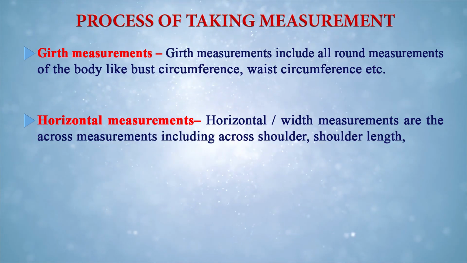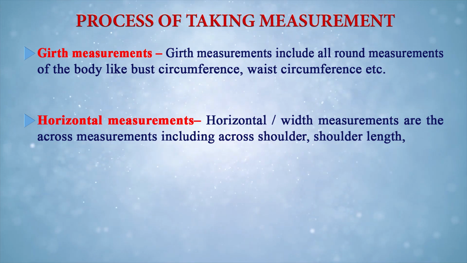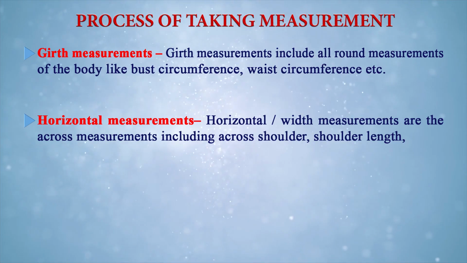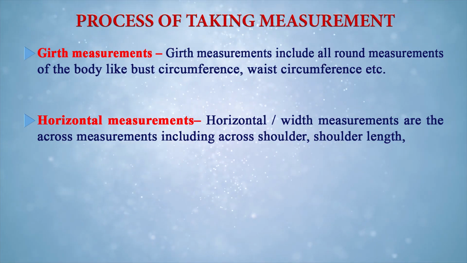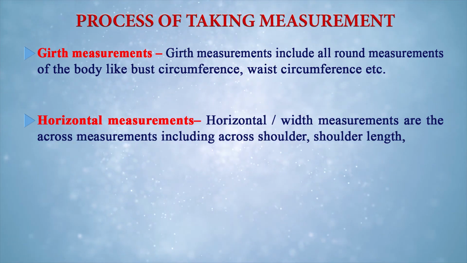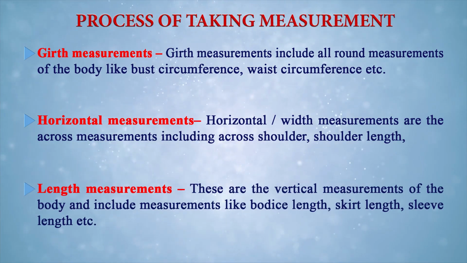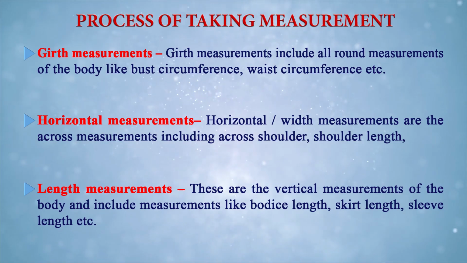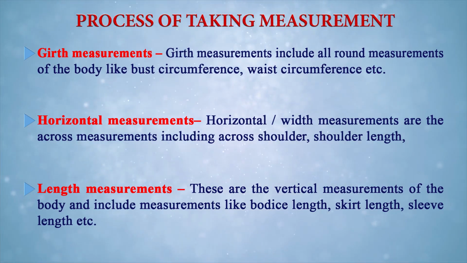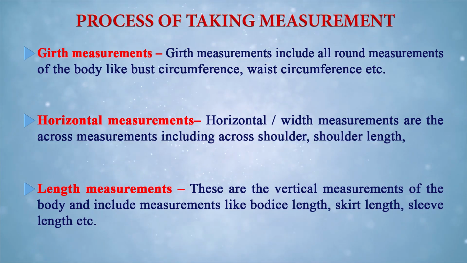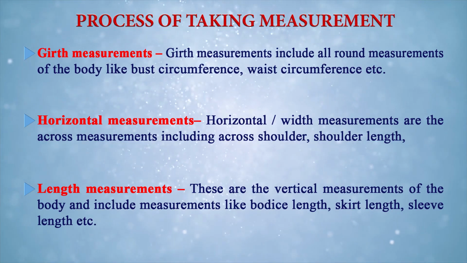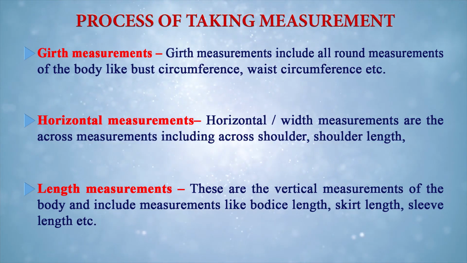It is the across measurement, including the across shoulder, where we take the length of the shoulder. This is how the horizontal measurement is taken. Then third is the length measurement. These include the vertical measurements of the body, like the body's length. When we take the sleeve length, we take the skirt length. So the length of the body or the particular garment is taken.